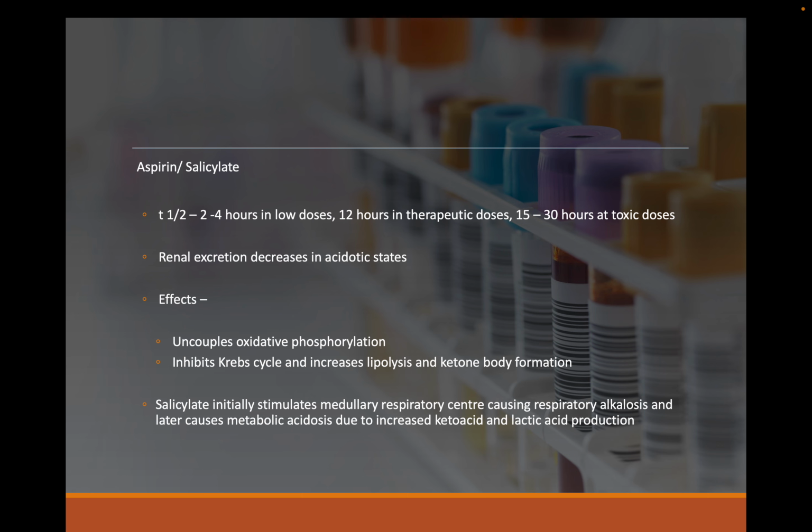But initially it stimulates the medullary respiratory center. It stimulates the respiratory center more and causes respiratory alkalosis. So initially, after salicylate poisoning, it stimulates respiration and causes respiratory alkalosis. Later, after the inhibition of oxidative phosphorylation and the Krebs cycle, it causes metabolic acidosis. So it has both respiratory alkalosis and metabolic acidosis.